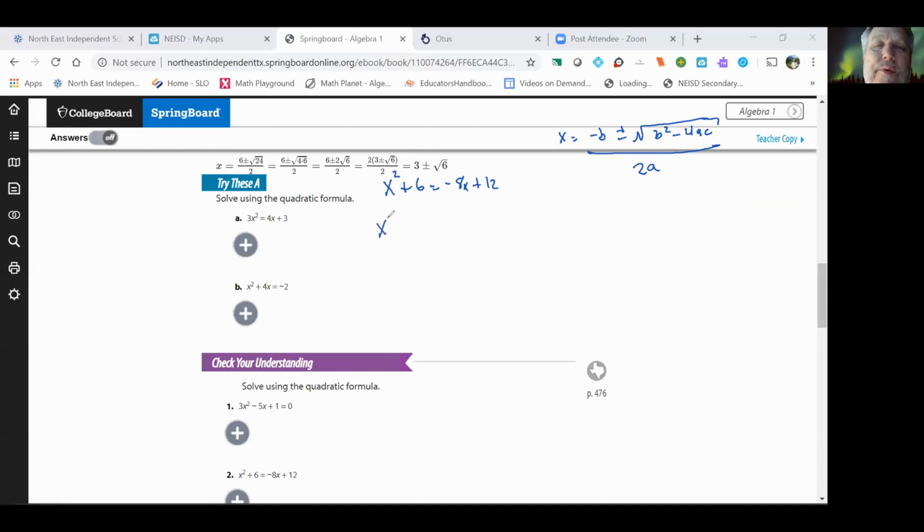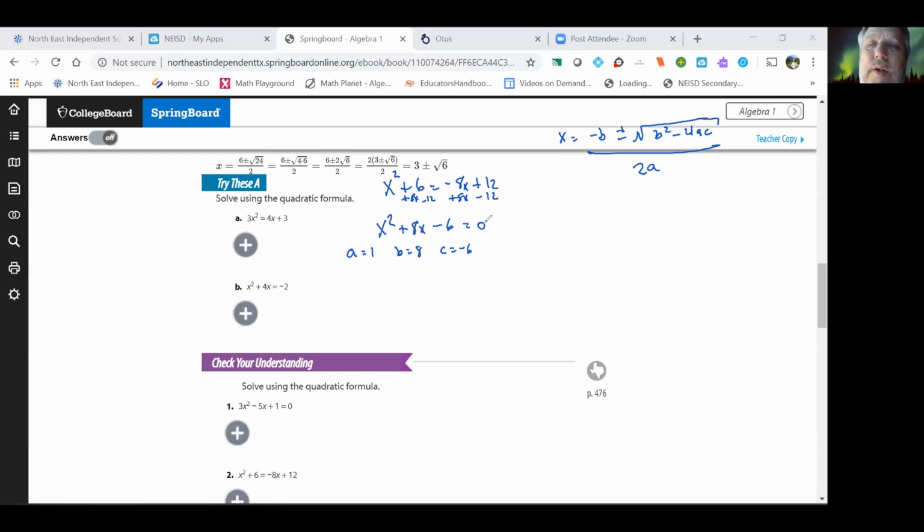So I have my x squared. I'm going to take this negative 8x and add 8x to both sides. And then I'm going to subtract 12 from both sides. So 6 minus 12 is negative 6. And that's going to be equal to 0. So with that, I'm able to identify my a. A is equal to 1. B is equal to 8. And C is equal to negative 6.